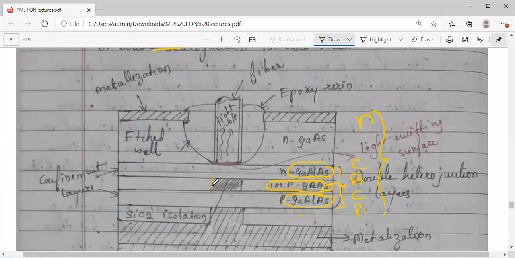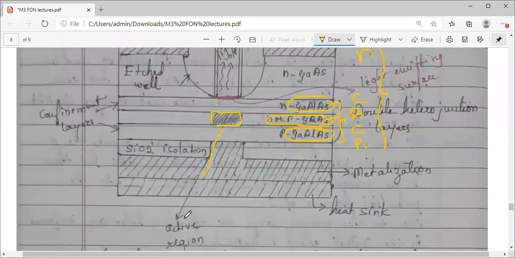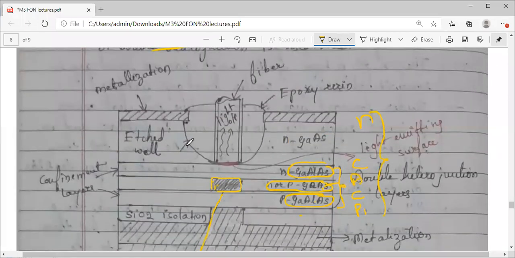What is happening at the center is that we are restricting the active region. You can see this is your active region, only a small portion, and this is on a substrate, just to make the light visible. This end, this red color, is your light emitting surface. This surface, actually speaking, is the substrate. It is like this.